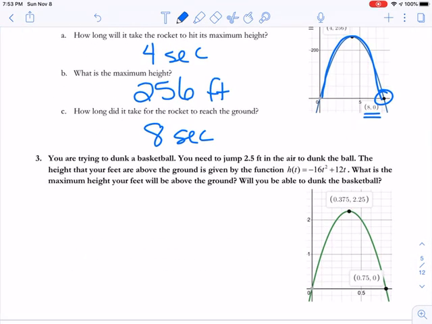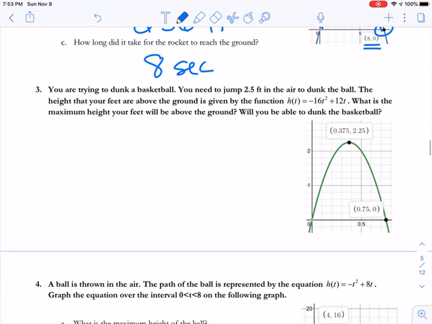Number 3, you're trying to dunk a basketball. You need to jump 2.5 feet into the air to dunk the ball. The height that your feet are above the ground is given by this function. What's the maximum height your feet will be above the ground? And will you be able to dunk it?